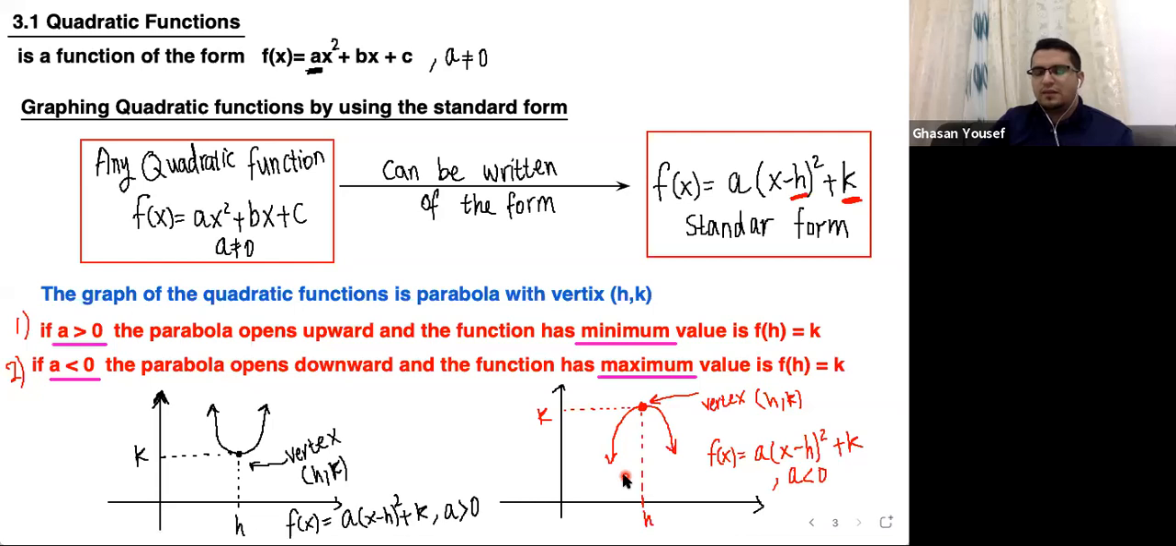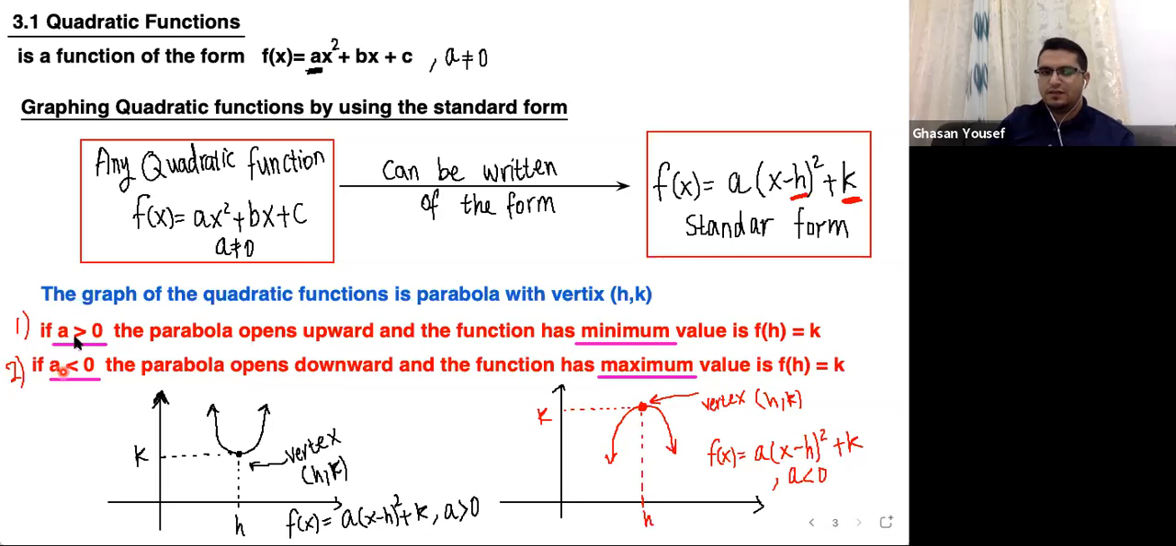No, the only one that decides the maximum or minimum is a. If a is positive, the function has a minimum, and you have to ask yourself, what is the minimum value? The minimum value is the k. K does not decide. The only one that decides the maximum and the minimum is the value of a.